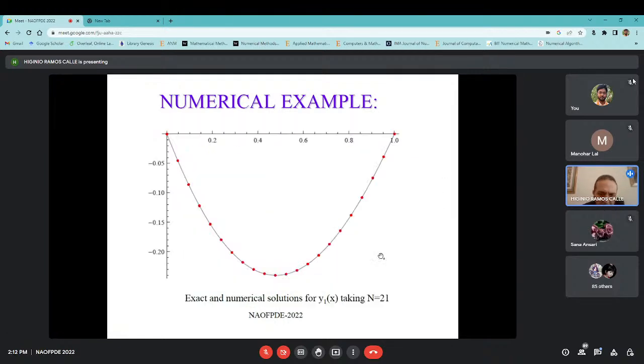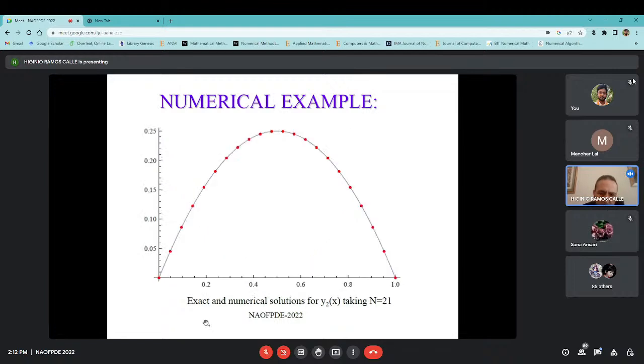So this is just a picture of the exact and the numerical solution, where you can see that they agree very, very well. And this is the second solution.